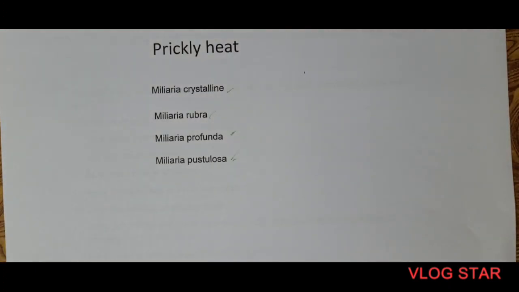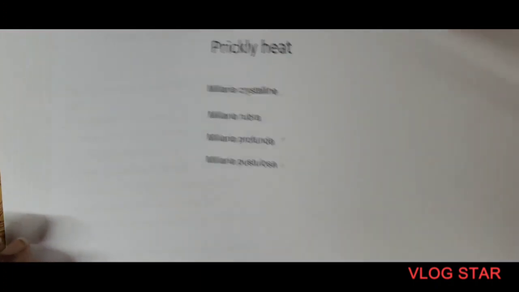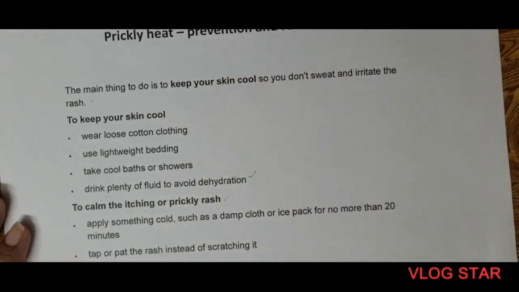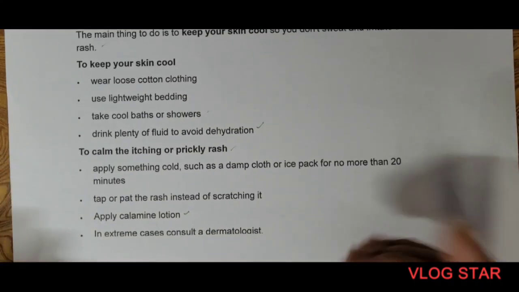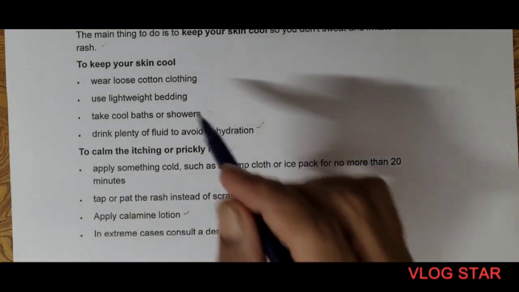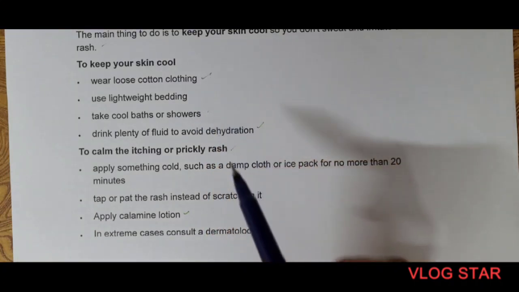There are various types of prickly heat: miliaria crystallina, rubra, profunda, and pustulosa. How to manage prickly heat? Keep your skin cool by wearing loose clothing, using lightweight bedding, taking cool baths or showers, and more importantly, drink plenty of fluids to avoid dehydration.